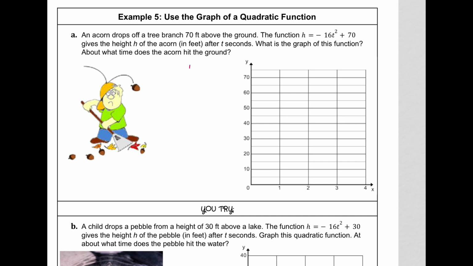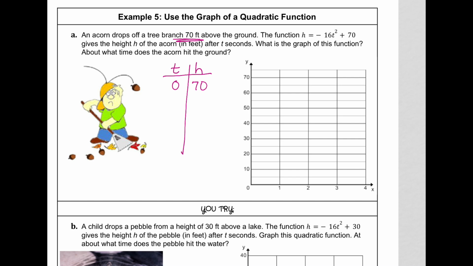So if we take a look, we're used to making tables for our values. So we'd have time and height. And it tells us that at 0 seconds, because if t were to equal 0, we could put that into the equation, it tells us that it starts 70 feet off the ground. That's where it would start. So it's starting at 70 feet.